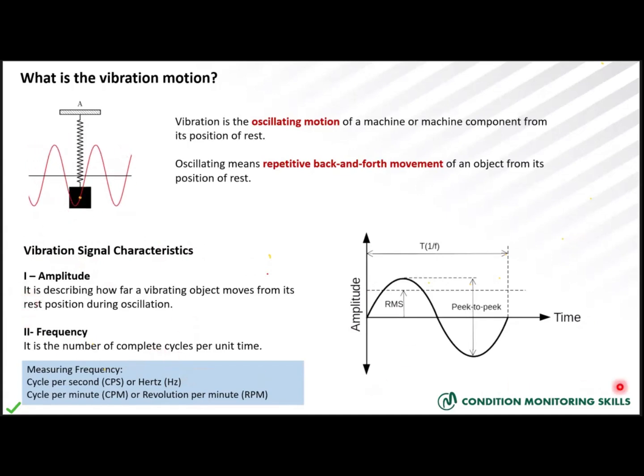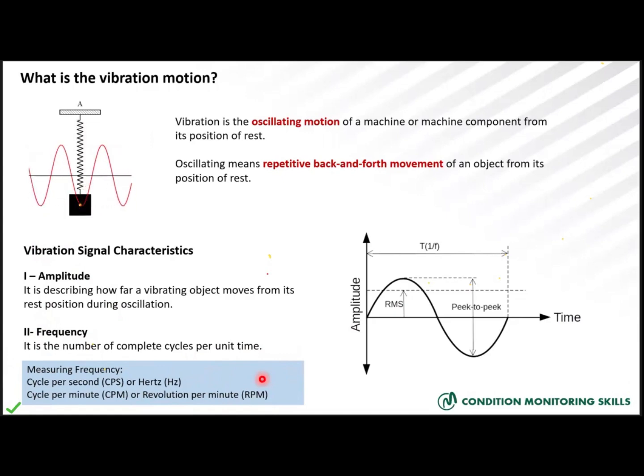Frequency, very simply, tells us how fast the vibration happens. It measures how many times the machine parts move back and forth in a vibration motion in 1 second. So the frequency is always the number of complete cycles of vibration motion per unit time. There are some measurements for this frequency, like CPS, which is cycles per second, or Hertz, or cycles per minute, which is CPM, or revolutions per minute, which is RPM. This is how we measure the frequency of vibration.